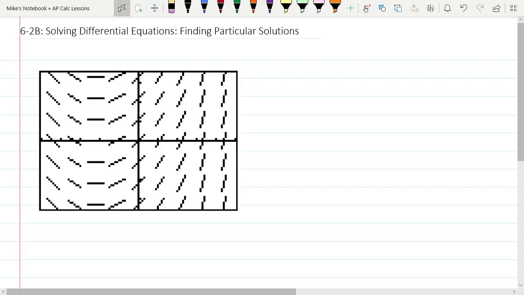All right, welcome to Lesson 6-2b. It's solving differential equations, but this time we're going to find what's called a particular solution.